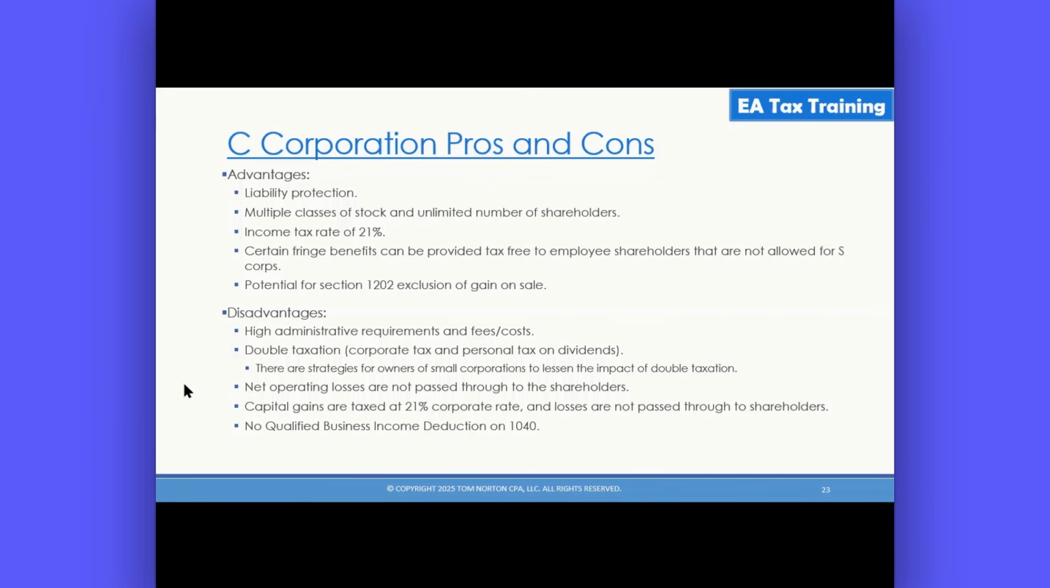And then also, any capital losses from the C corporation are not passed through to the shareholders. So they're going to kind of be stuck there at the corporate level. And then there is no qualified business income deduction for a C corporation. So you don't get that benefit that you have with the other types of entities.